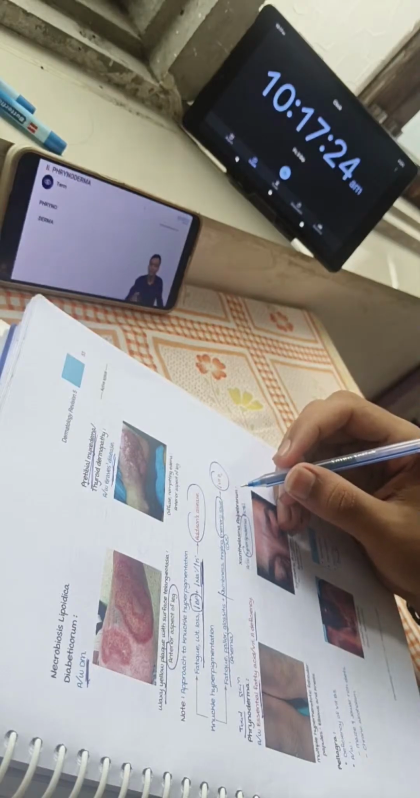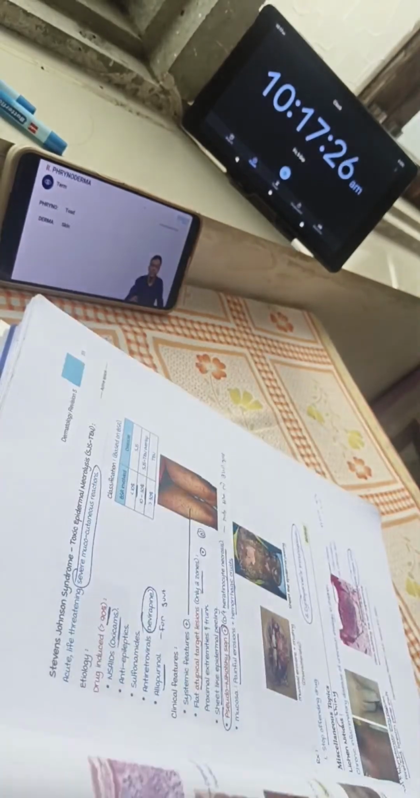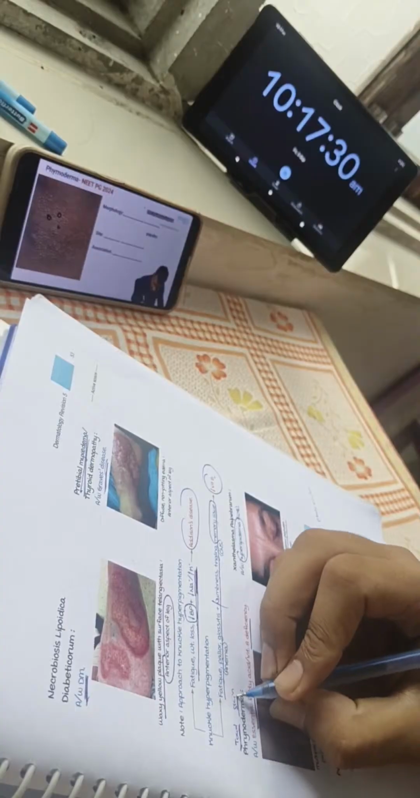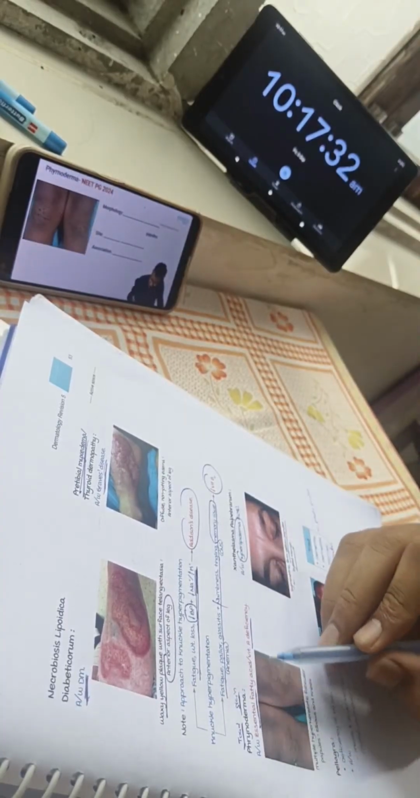We take up the next topic on phrynoderma. Now, phryno means toad, derma means skin. That's why it's called the toad skin. How does the patient present over here? You get multiple hyperkeratotic follicular papules.